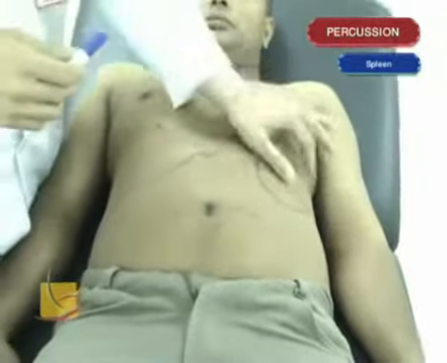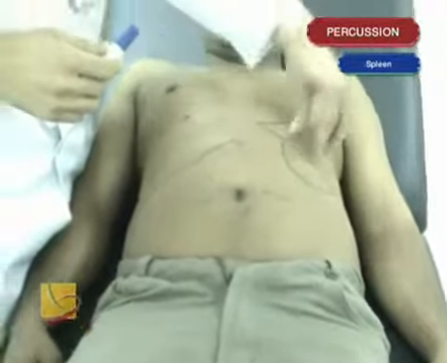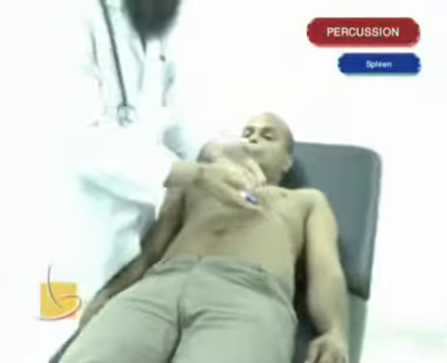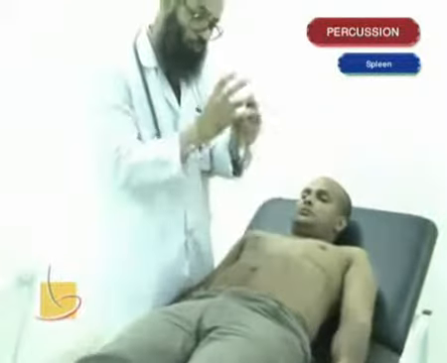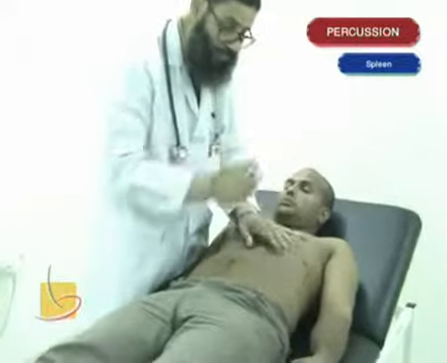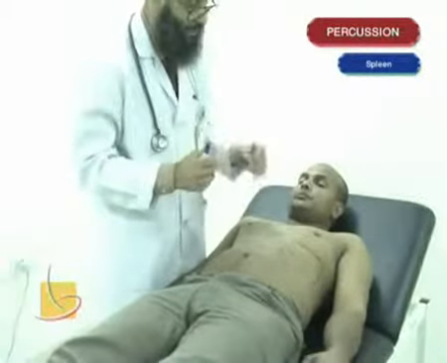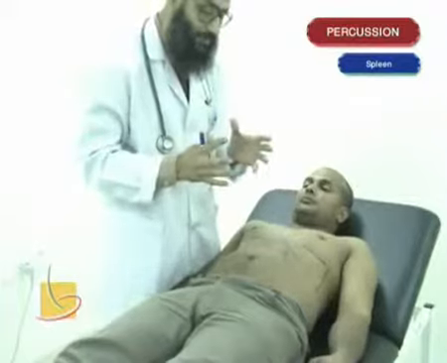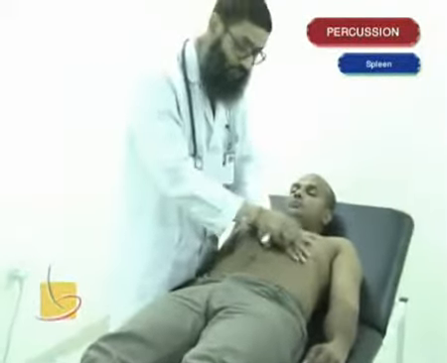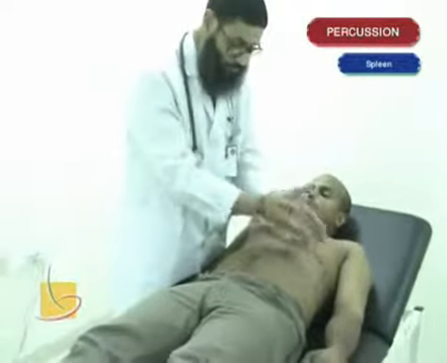Traub's area is supposed to be overlying the fundus of the stomach. Underneath it, there is the fundus of the stomach, which is always full of gas. So it's supposed to be not only resonant, but tympanic. Tympanic is some form of hyperresonance. But if it is dull, it indicates a certain pathology.